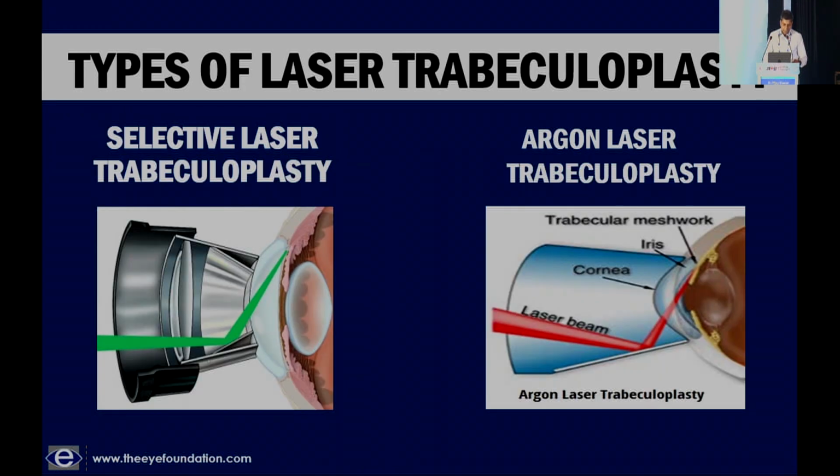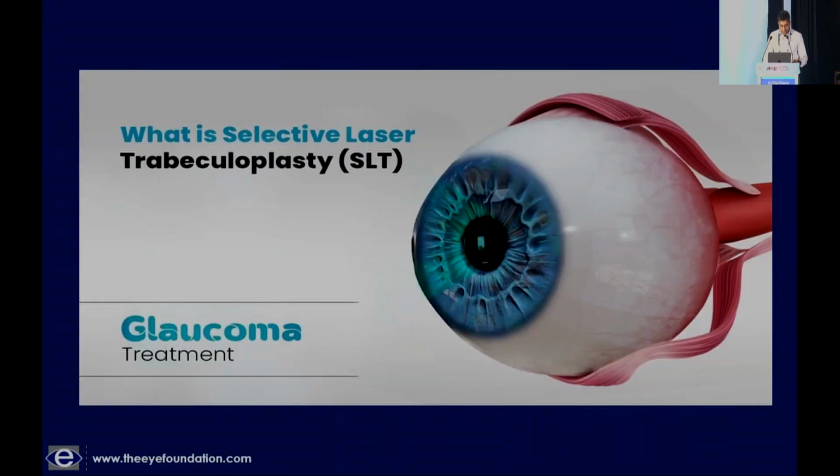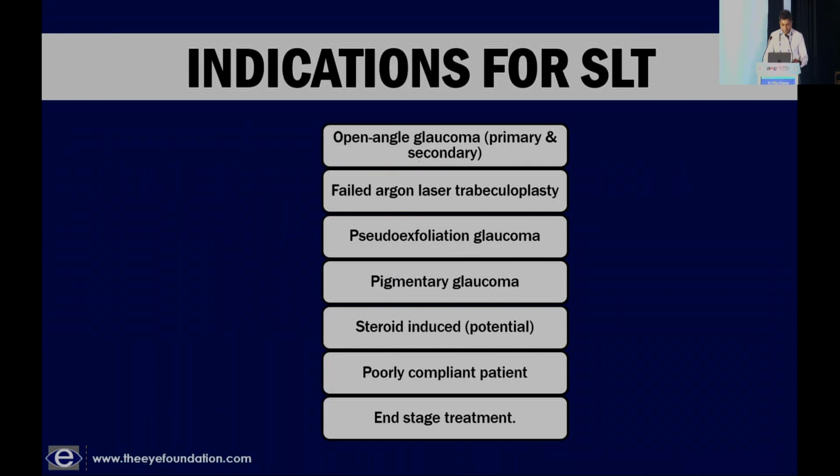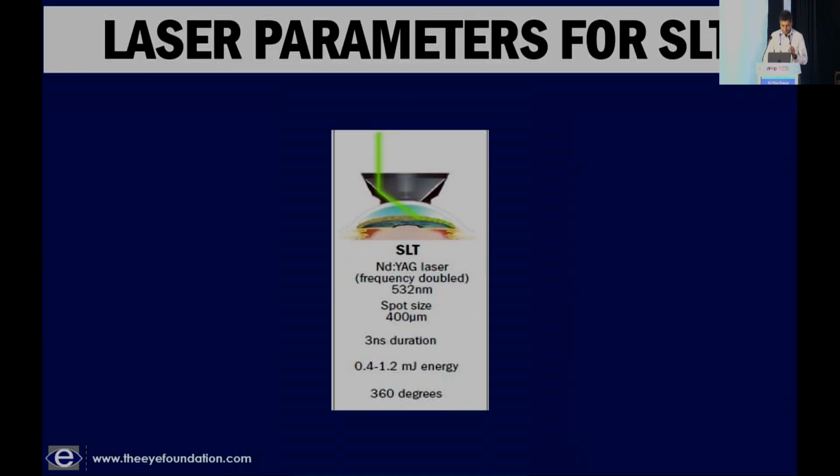There are two types of laser trabeculoplasties. One is selective and another is argon laser trabeculoplasty. The selective laser trabeculoplasty has a principle of selective photothermolysis, which relies on selective absorption of short laser pulse. It is primarily indicated in all open angle glaucomas, previously failed argon laser trabeculoplasty, PXF and pigmentary glaucomas, and potential use in steroid-induced glaucomas has also been tried.